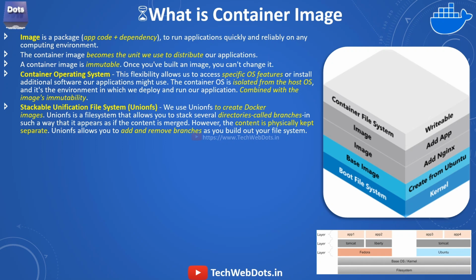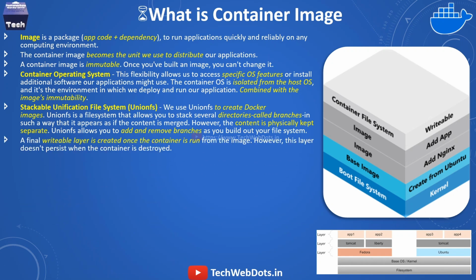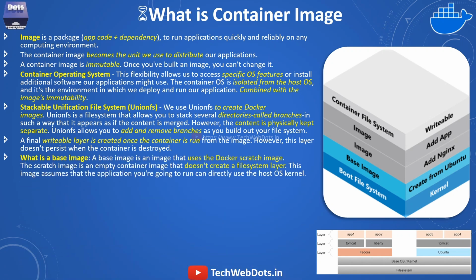So the union file system allows you to add or remove pieces or directories as you build your own file system. A final writable layer is created once the container is run from the image. However, this layer doesn't persist when the container is destroyed. It means when the container is destroyed, there is no layer remaining. Everything is discarded.